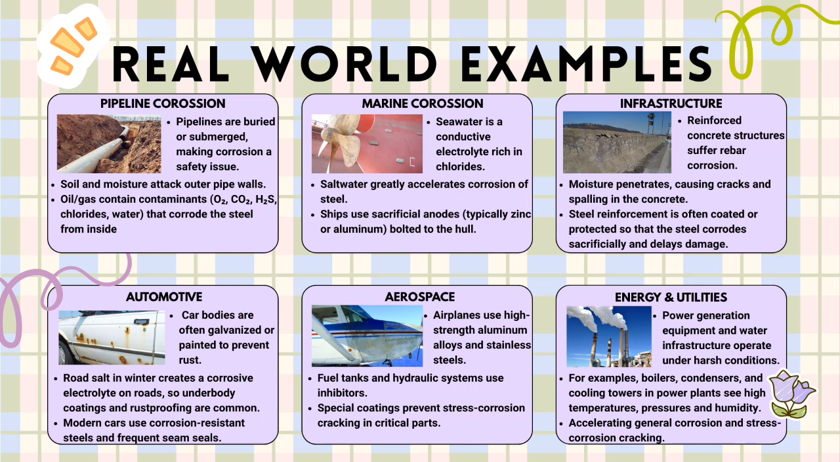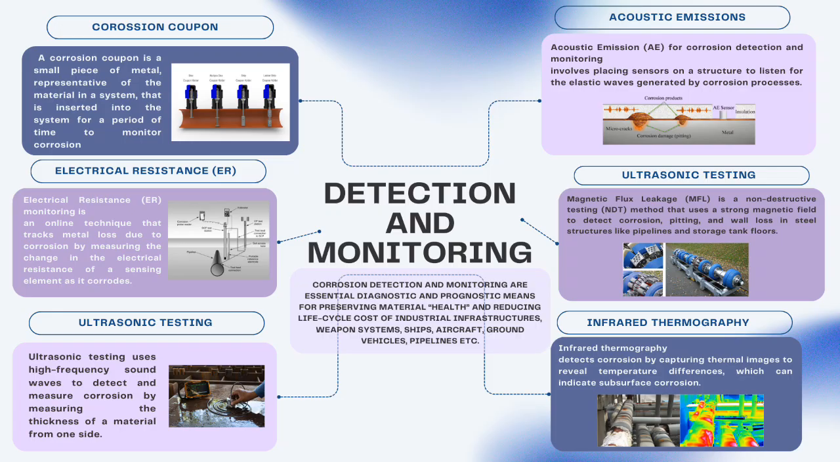Power plants and cooling towers operate in harsh conditions. Boilers, condensers, and water handling equipment often experience internal corrosion and stress cracking, which can lead to expensive downtime if not properly managed. These examples show that corrosion is a widespread challenge across many industries. By understanding its causes and using protective strategies, we can prevent failures, reduce costs, and ensure safety.